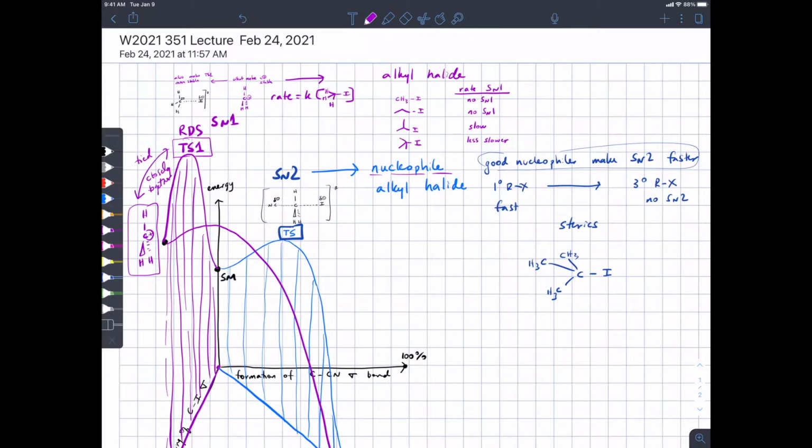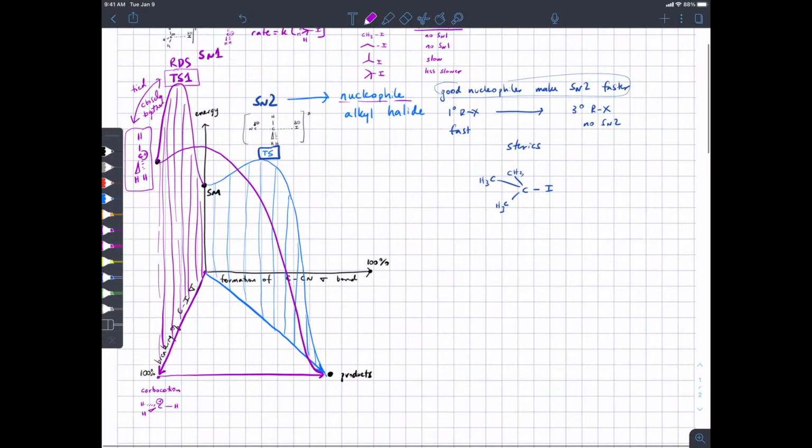Okay, yeah, go ahead. So would it be more favorable to have like a second degree SN2 or like the second degree SN1? Yeah, so the question is, what if you have the secondary alkyl halide and is it going to go through an SN1 or SN2 mechanism? That's going to depend on the identity of the nucleophile. Good nucleophiles aren't going to want to wait around, so cyanide will replace iodide in an SN2 fashion.